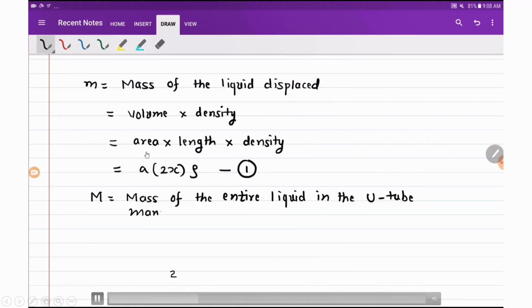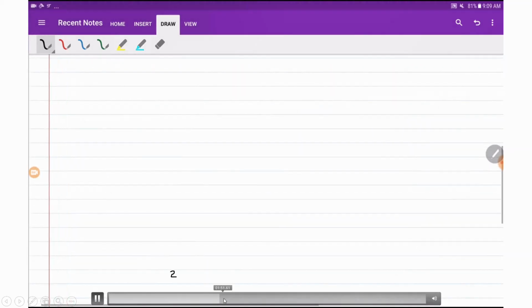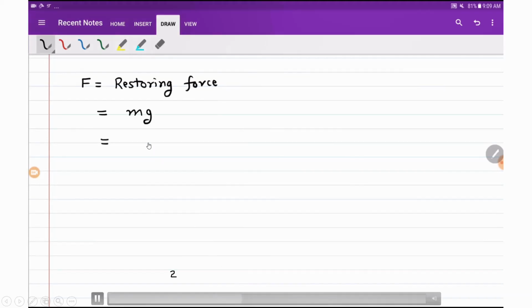So similar to this, we will have the relation for capital M also. So A is the area and instead of 2x write down L because L is the total length of the liquid which is present inside the U-tube manometer. So we have calculated the values of small m and capital M. Now the restoring force which is offered by the displaced liquid is mg, that we have seen. Now substitute the value of m that we have just calculated, that is A multiplied by 2x into rho multiplied by g, that is the gravitational acceleration. So this is our third equation.